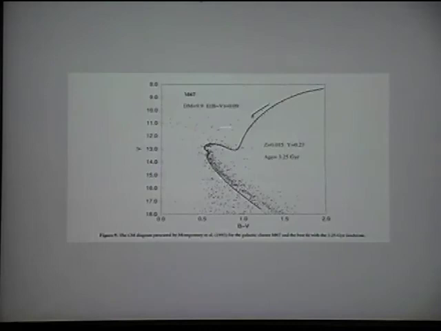You're using the physics of stars, which tells you how bright and how hot a star of any given mass must be at a different age. And you find the plot that fits your cluster best. That gives you the age of the cluster. This one happens to be 3.25 billion years old.